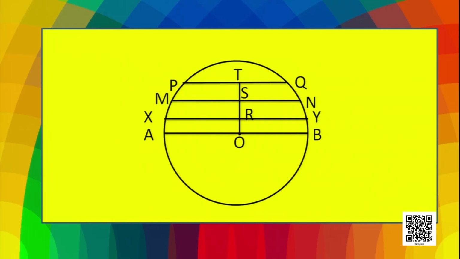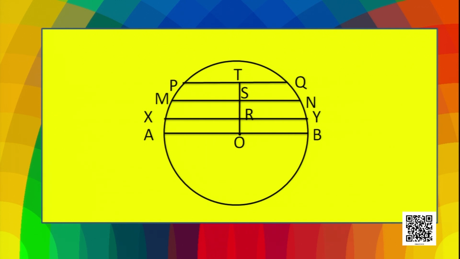Now let's see the different chords of a circle. We see AB, XY, MN, PQ are different chords of a circle. How many such chords can we draw? We can draw infinitely many chords. If you see, O is the center, and the chords are: AB, then at some distance XY, then at some more distance MN, and at some more distance PQ.